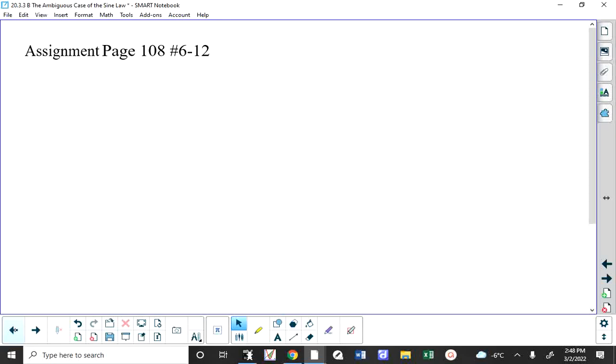Some questions to practice in your textbook are continuing on page 108. I suspect that's actually page 109. Maybe it's bleeding on to question 1, page 109. Questions 6 through 12 are dealing with the sine law in general, which can include the ambiguous case.